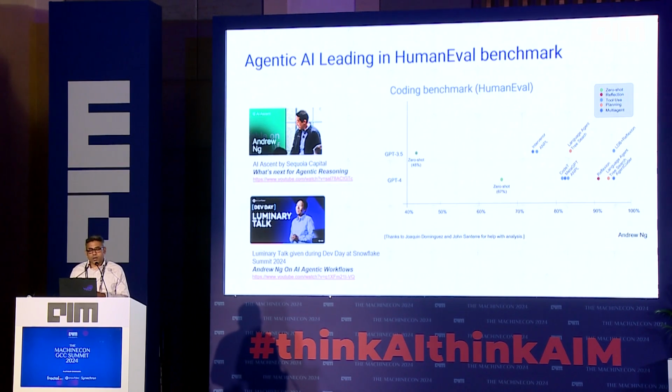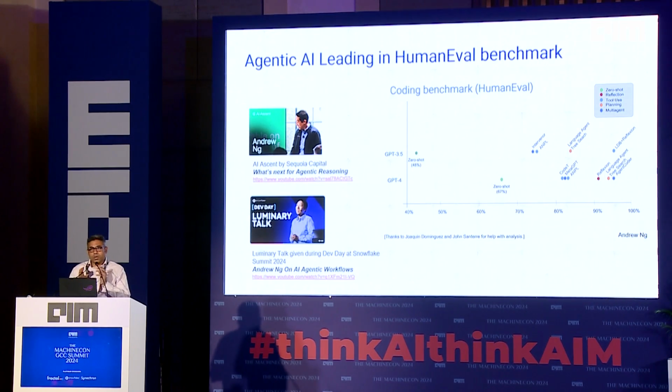case study where we have the HumanEval dataset, a very popular benchmark dataset for coding. GPT 3.5 scores around 48%, GPT 4 scores around 67%, and all the other leaders in the leaderboard are some combination of Agentic AI. These are the popular variants of Agentic AI in terms of design patterns: reflection, tool use, planning, and multi-agent.